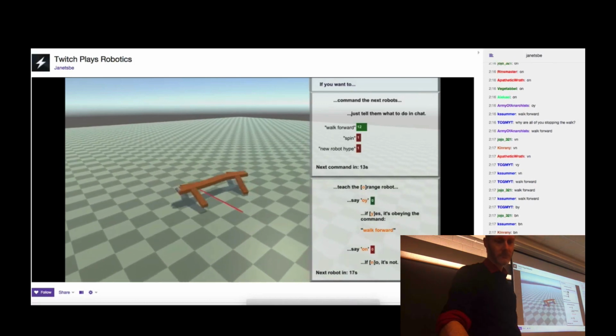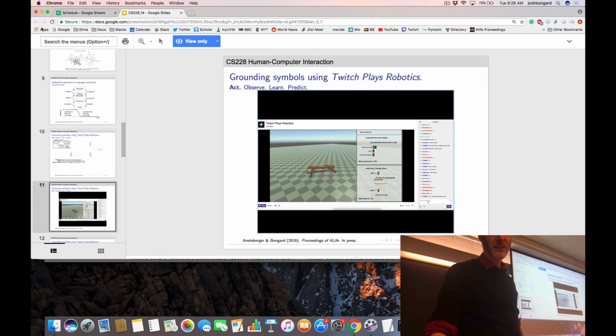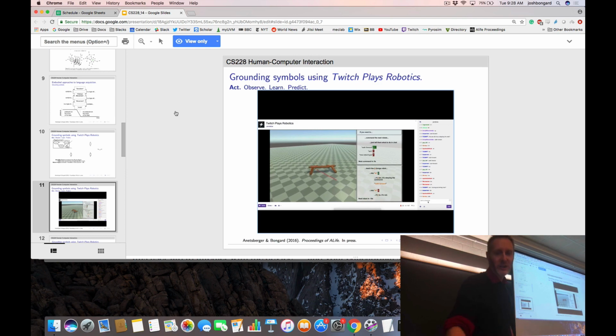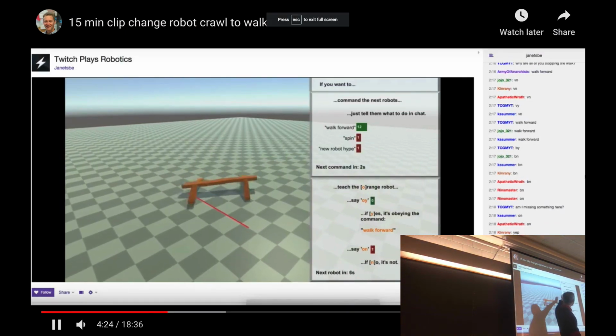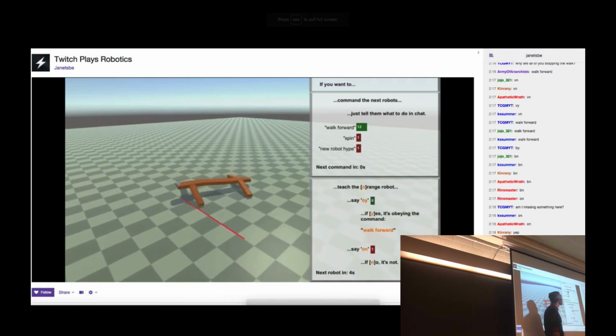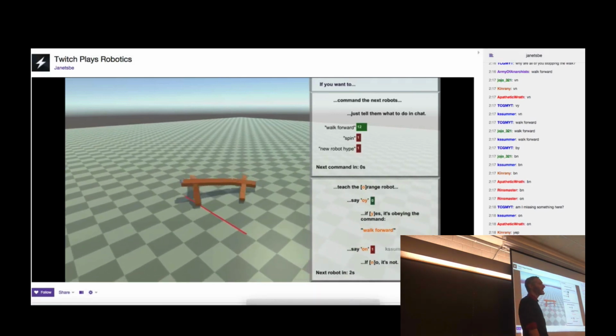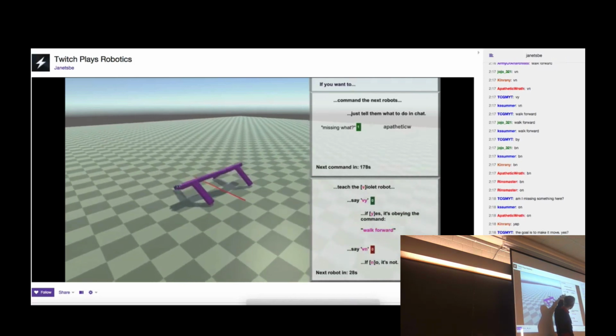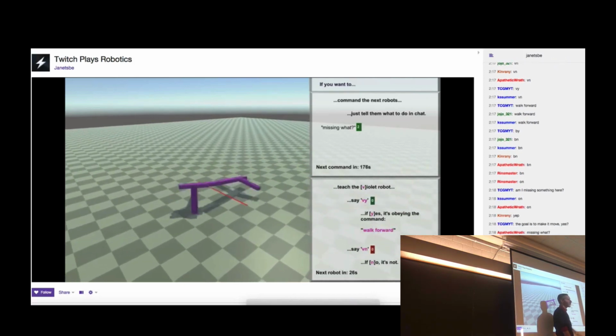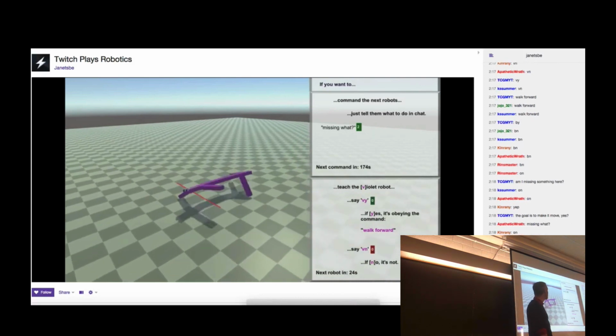So people enter "walk forward" at any point? Yes, at any point. And as you can see from the video, when you issue a command, it goes up here in the voting box. So you're sort of voting on what you want to try and teach the robots next. There's 12 votes for "walk forward," so now "walk forward" becomes the new command issued to the crowd.